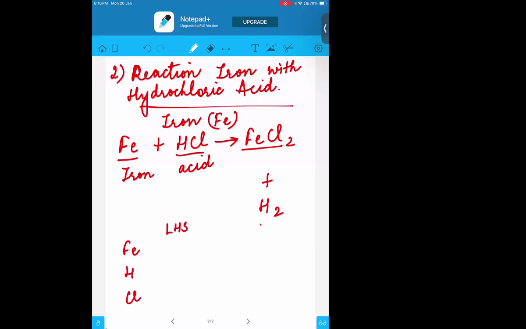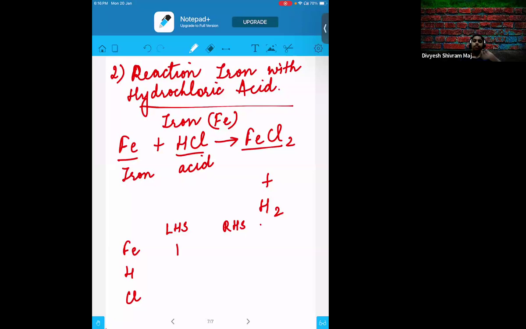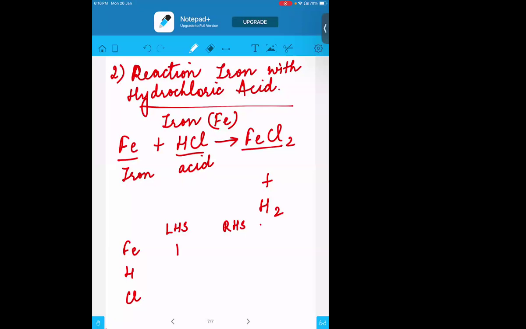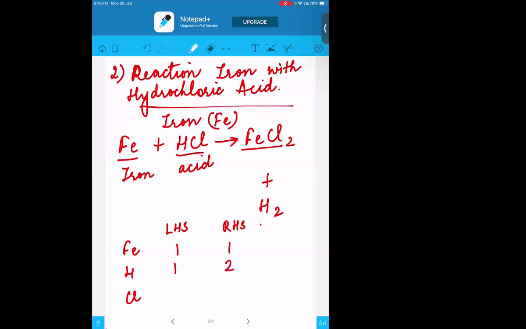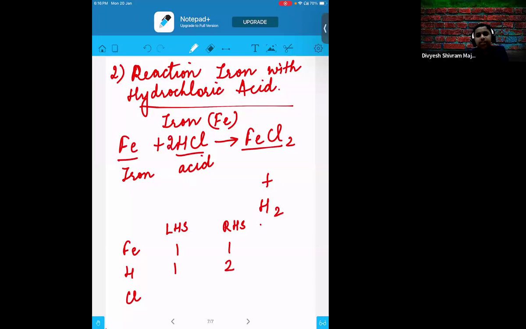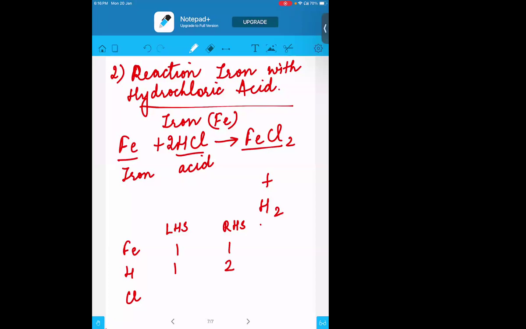Now, tell me, on the left hand side, how many iron are there? Ma'am, 1. On the right hand side? 1. Now hydrogen, how many hydrogen on the left hand side? Ma'am, 1. On the right hand side? 2. So what should we do now? Ma'am, we have to increase the hydrogen on the left hand side. Correct. We have to increase the number of atoms to two on the left hand side. So when we make it 2, then 2 hydrogen will be on the left hand side.